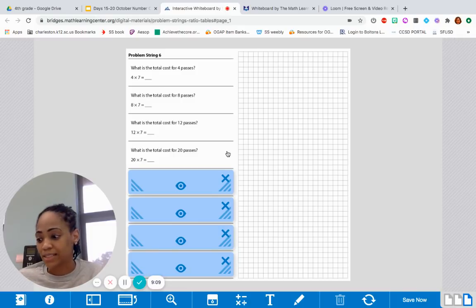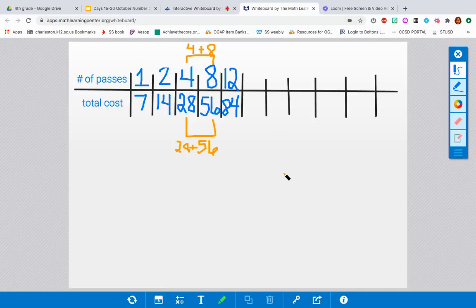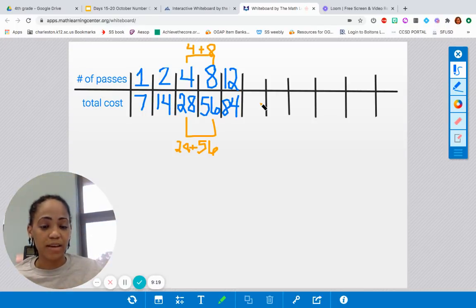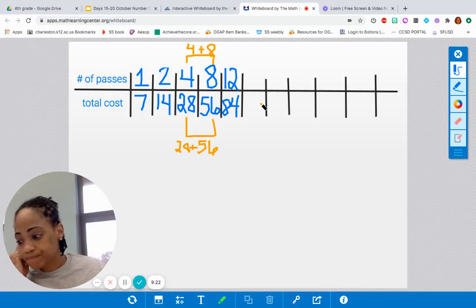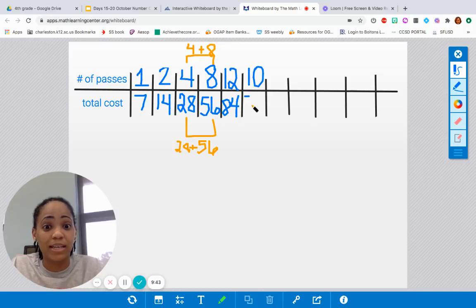Ooh, 20 passes. Yikes. Now, I know it's asking for 20, but what can we add to our ratio table to kind of help us figure that out? All right, 20, think about splat, okay? We can break 20 up into what 2 factors? 2 times 10, right? So that means maybe I need to add 10 on my ratio table, even though that wasn't a problem given to me.